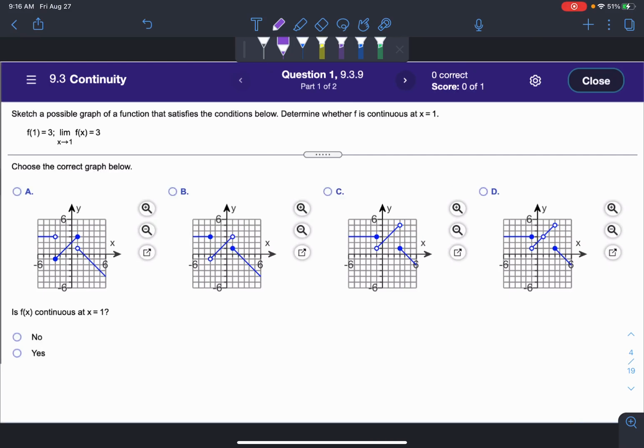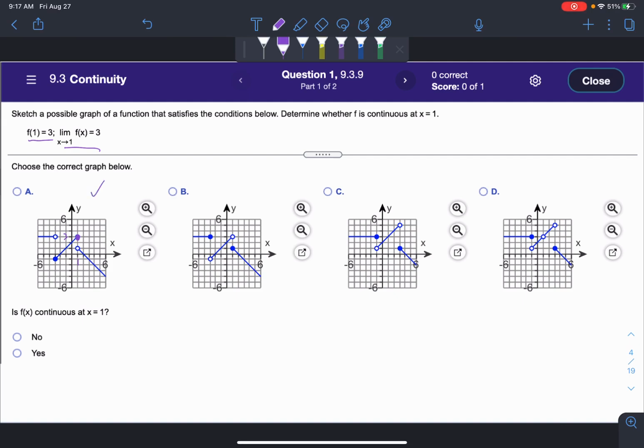Okay, so different kind of question. We want to sketch a possible graph of f of x where f of 1 is equal to 3, and the limit as x approaches 1 is also 3. Okay, so let's do the first condition. Let's go through the graphs and see which one has f of 1 equals 3. So this is 1. So if I go up to this point, I want to go to the filled in point, and that is 3. So the first condition is good here.